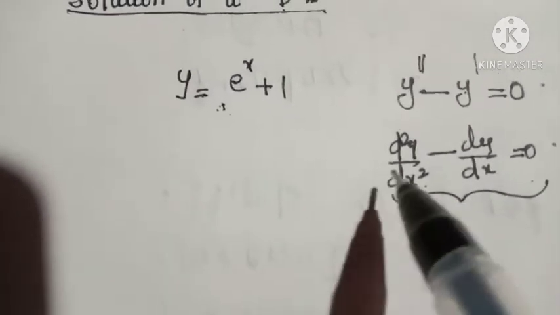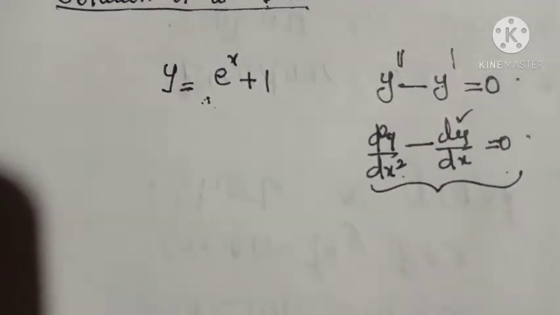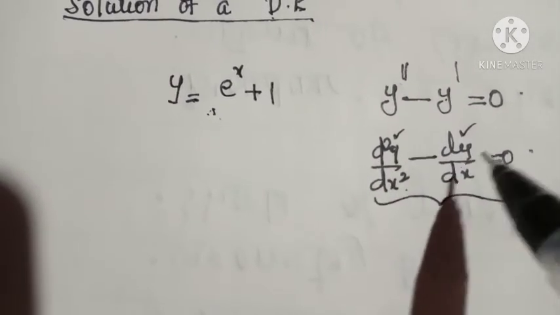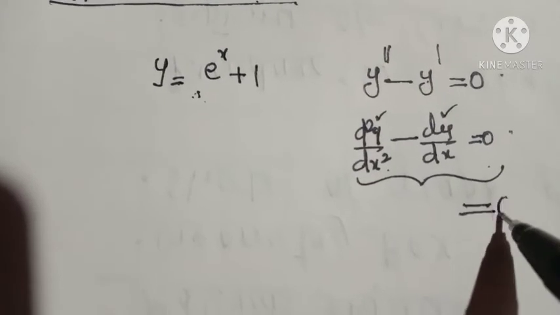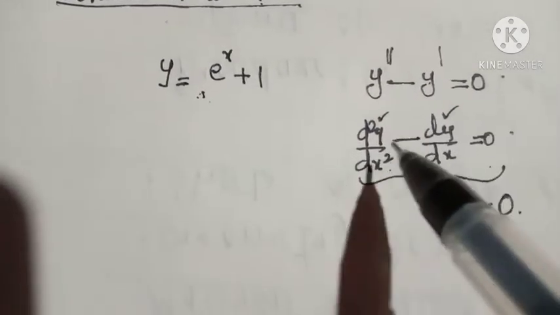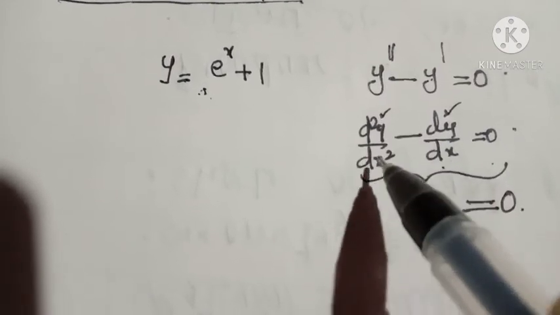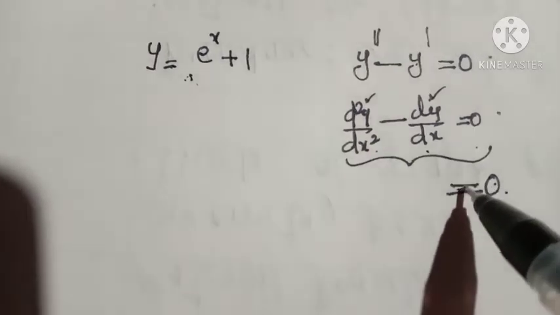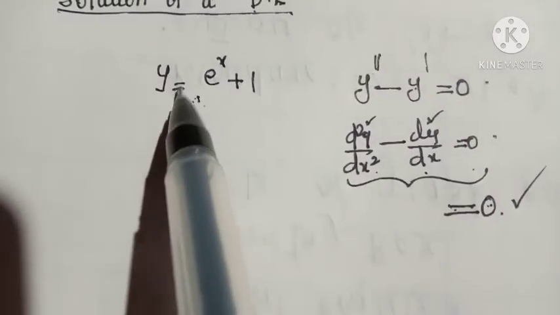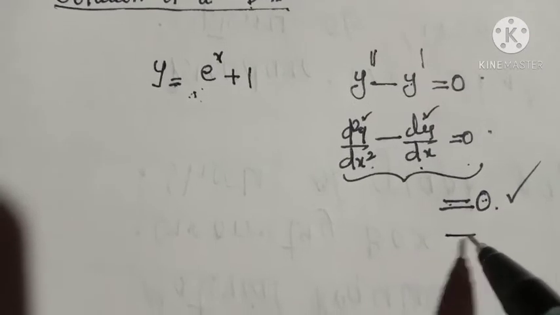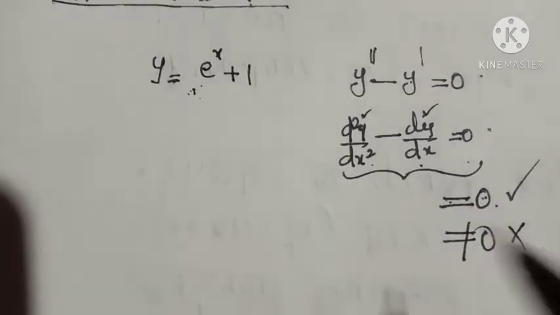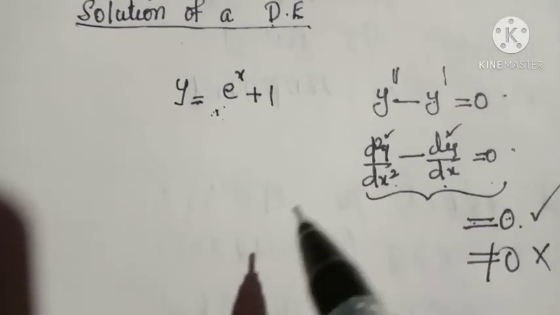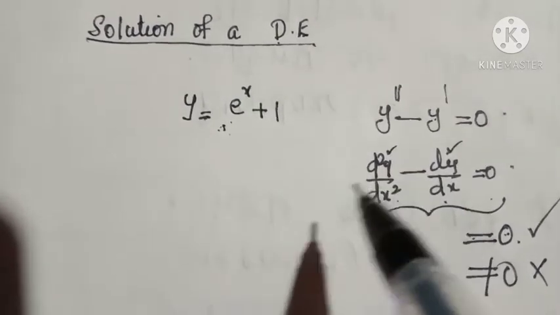For this, first we need to find first derivative and second derivative and put these values in this equation and check whether it is 0. After substituting dy by dx and d square y by dx square, just check if it is 0 or not. If it is 0, then we can say that this function is a solution. If it is not equal to 0, then the function is not a solution. That is the process of verifying whether the given function is a solution or not.